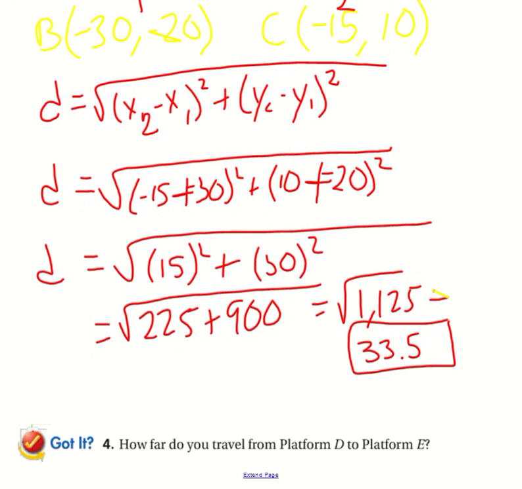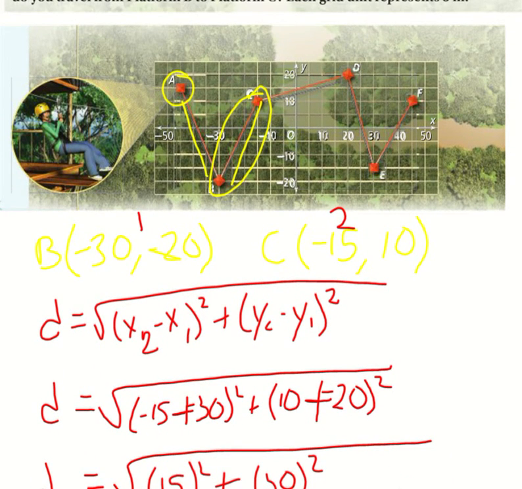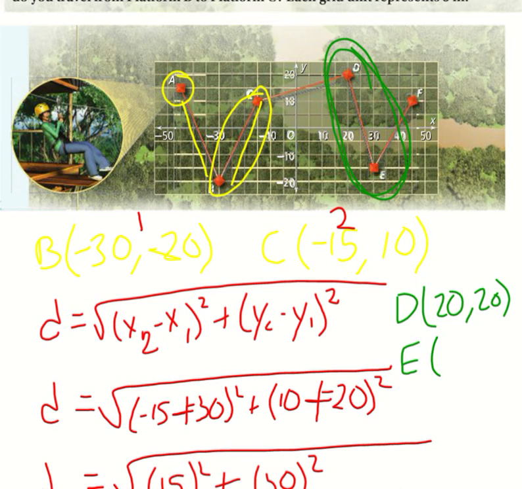So there you have it. Now I want you to figure out how far you travel from platform D to E. If you go back up to our chart, here's D, here's E. Figure out that distance. Let me help you with the ordered pairs on those. D is at the ordered pair 20, 20. E is at the ordered pair 30, -15. So find the distance between those 2 points now. Pause the video as you find them.